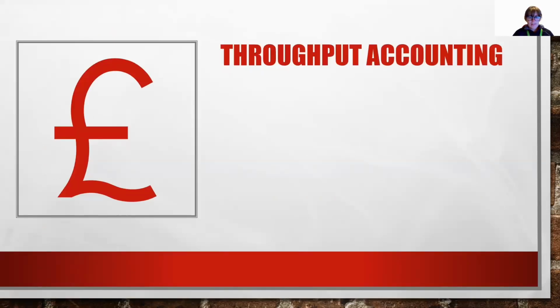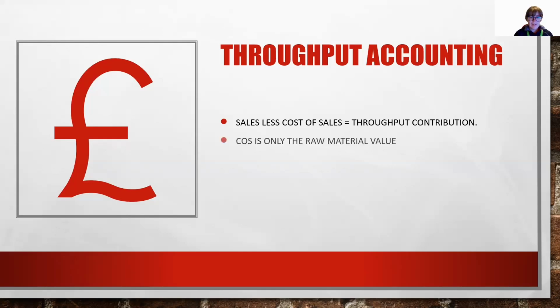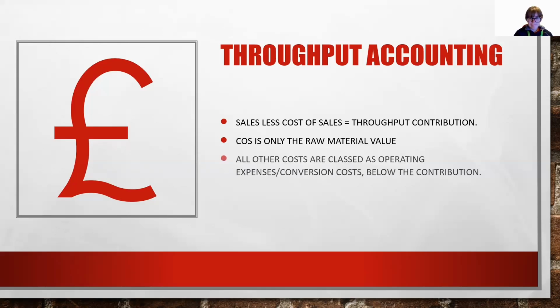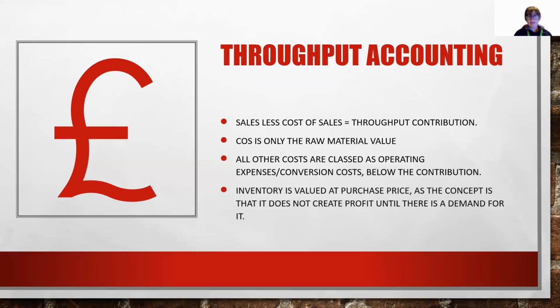The next little thing to look at then is throughput accounting. So this is calculated by doing our sales less our cost of sales. This sounds familiar, but throughput accounting takes this one step further. Our cost of sales in this scenario is only going to be our value of our raw materials. So essentially it is our sales less our direct materials. All of the costs are going to be classed as operating expenses or conversion costs. These are going to come after our contribution line.